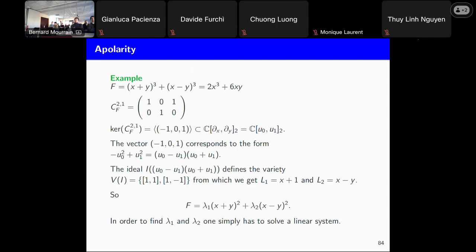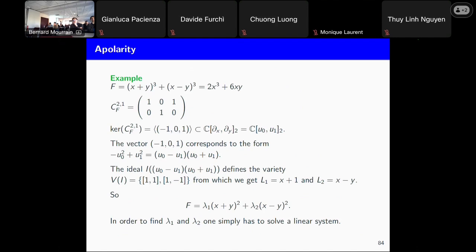Let's do examples. I take this polynomial here that I build up as a sum of two cubes. I compute this catalecticant here, from partials of order 2 to polynomials of degree 1. And it has rank 2, it cannot be bigger. And now I look at the kernel of this map.